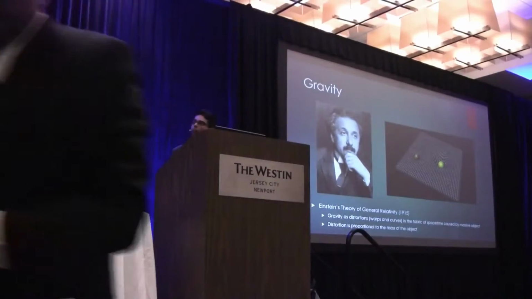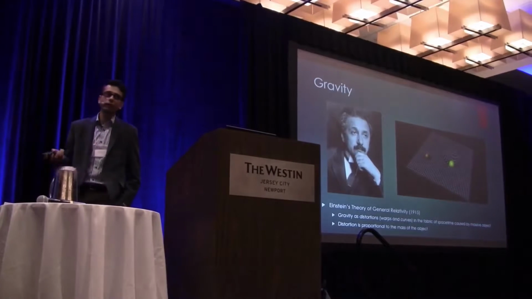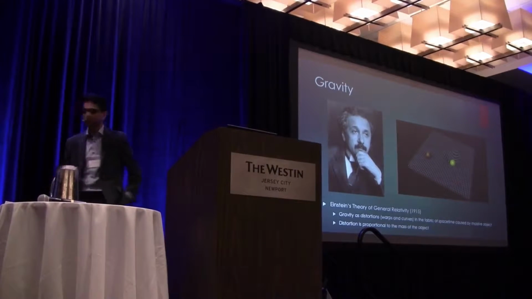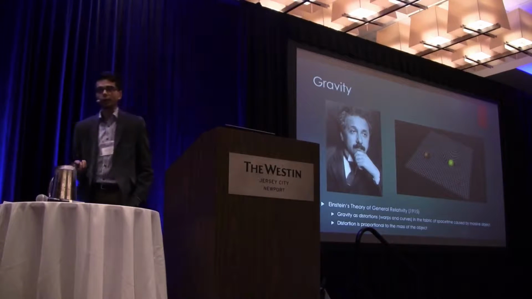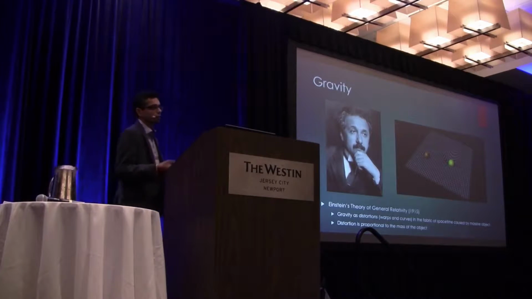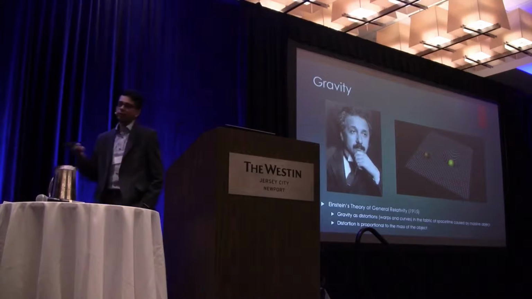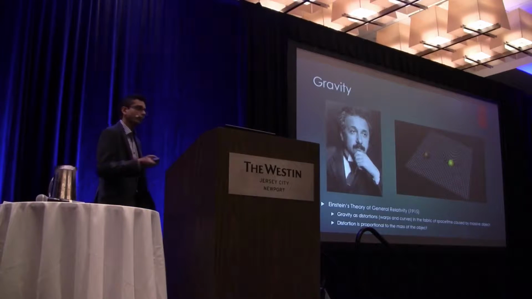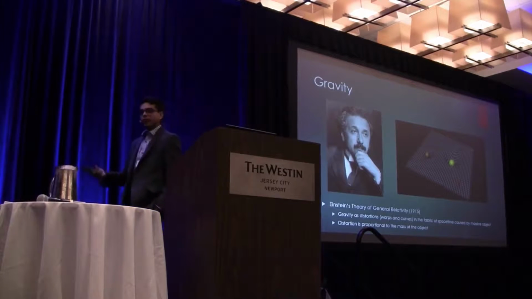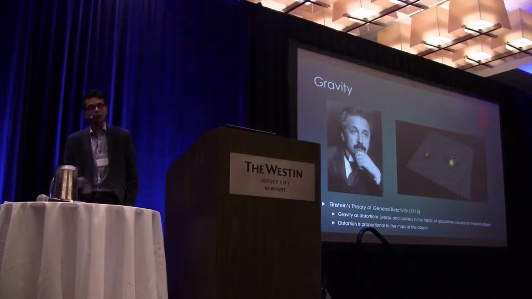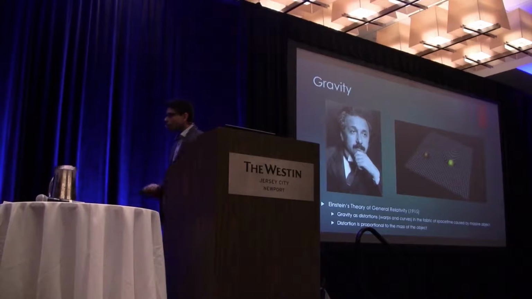Okay, so let me start off by introducing gravity. According to Einstein's theory of general relativity that he came up with in 1915, gravity is basically distortion of space-time caused by the presence of massive objects. There is this concept of space-time in physics. The idea is that we have a three-dimensional space and one dimension time, but they are not distinct, they are continuous. And because of the presence of massive objects, this space-time gets curved. And it's this curvature of the space-time that we perceive as gravity.